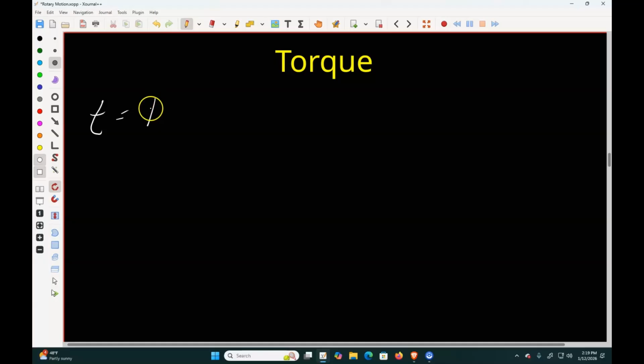Torque is equal to the force being applied times the radius or distance times sine theta. So this force is in newtons, and the radius or distance is in meters. We can also say that torque is equal to the angular acceleration times the moment of inertia.